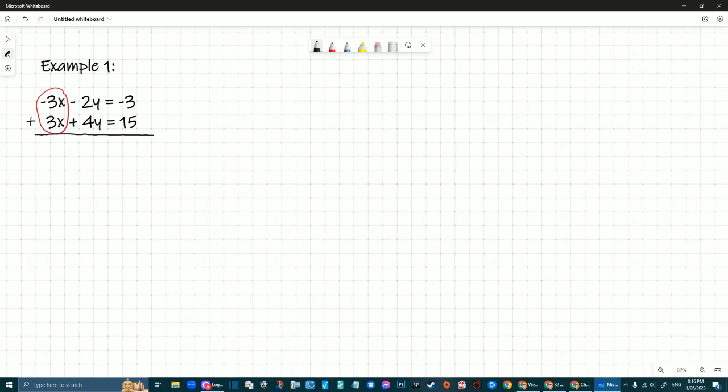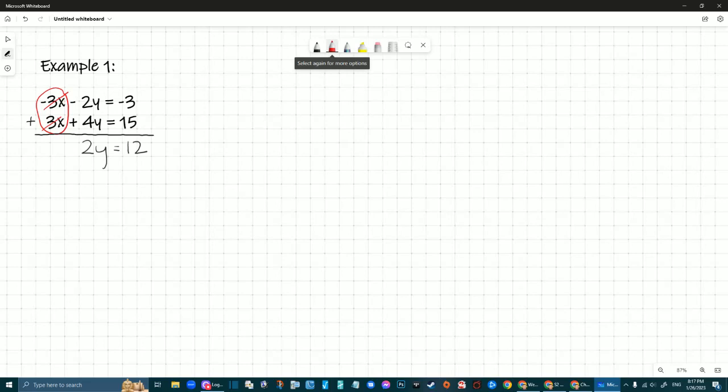And we add from left to right, going down each column because like terms are already stacked. -3 and +3 are going to cancel. Those are going to be eliminated, so I don't have to write anything here. The next column, or the y, is -2 plus 4. 4 minus 2 is 2. And then for the constants, -3 plus 15, or 15 minus 3, is 12.